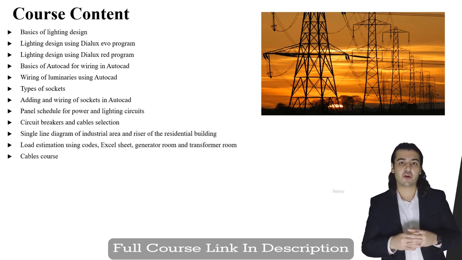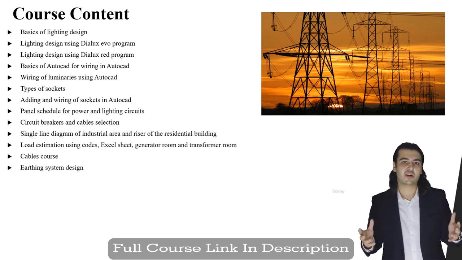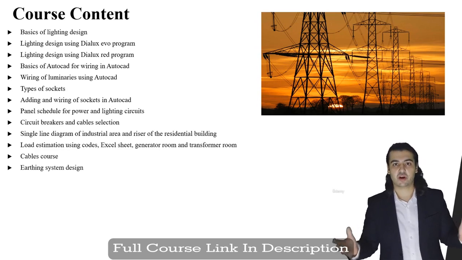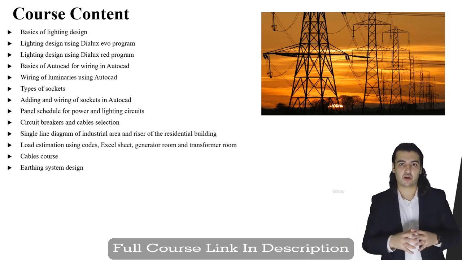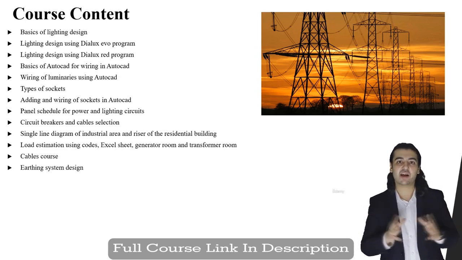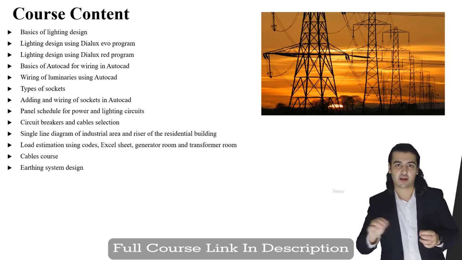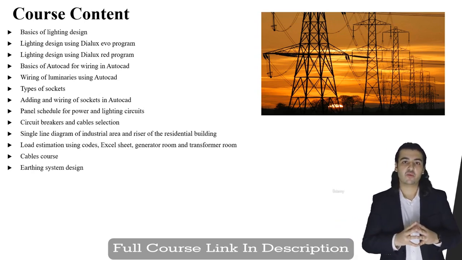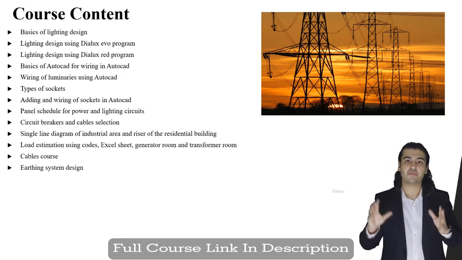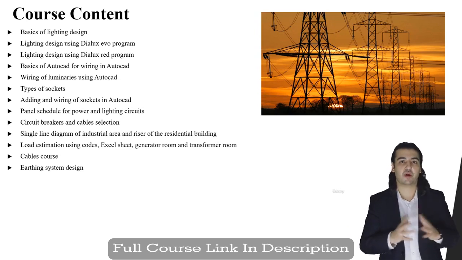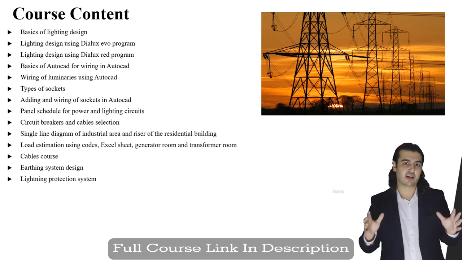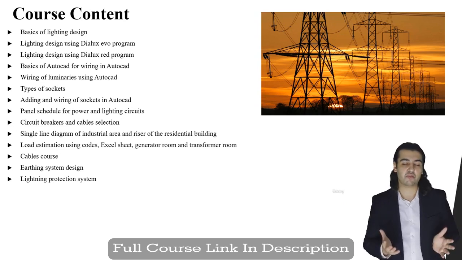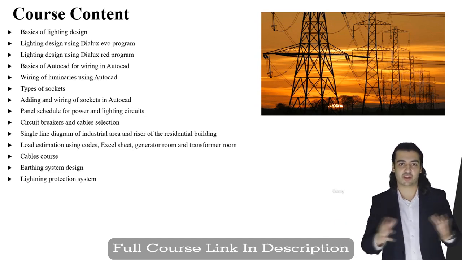Then we will start talking about the earthing design. So we will discuss the main concepts regarding the earthing systems, the types of earthing systems, the components of the earthing system, and how we can design an earthing system using manual calculations. Then we will start learning how we can do the earthing design in the ETAB program. Then we will talk about the lightning protection system, which is used to protect the building or our electrical equipment against the lightning strike. So we'll learn everything you need to know about the protection system.